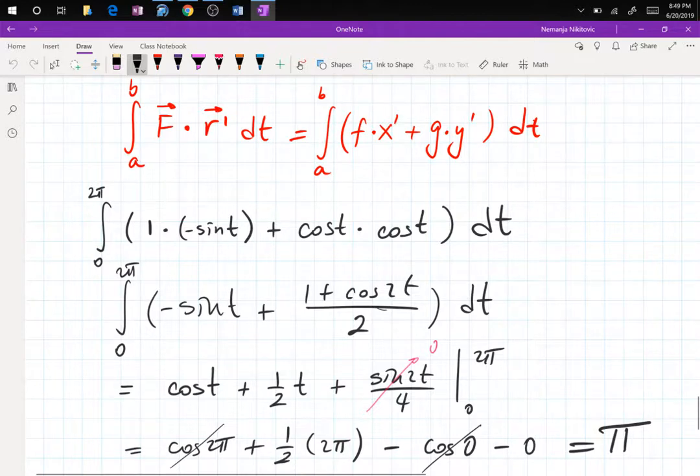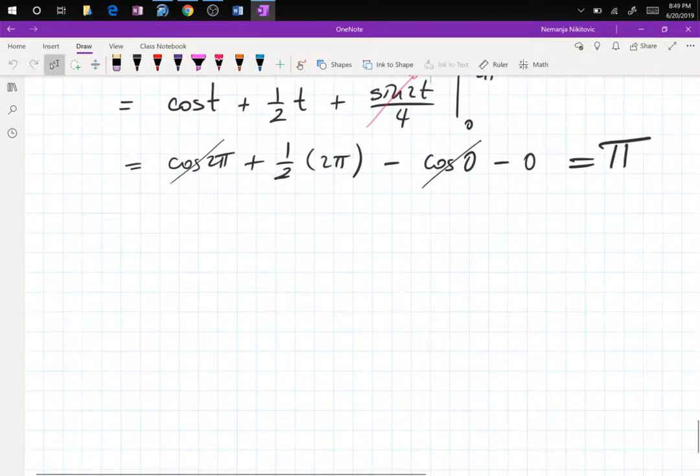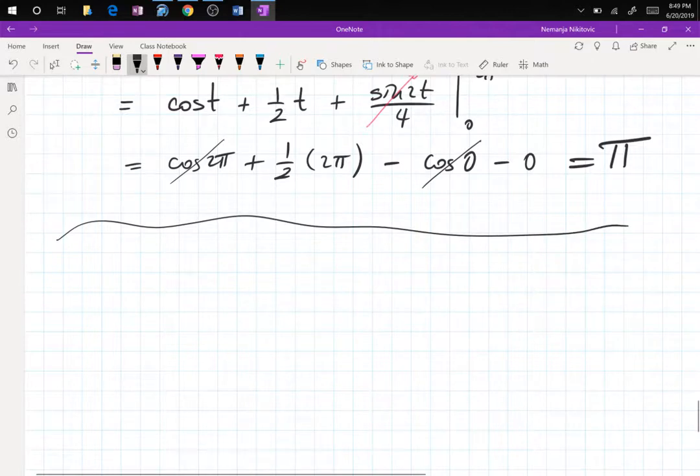I think three concepts left: circulation, flux, and I think there's something else. I have to take a look. They keep switching the content. Now we get to circulation.